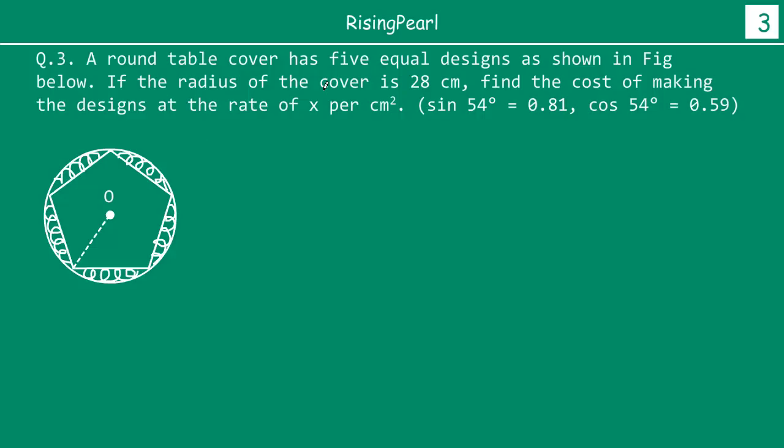Now if the radius of the cover is 28 centimeters, so from the center, if we randomly pick any point on the circle and simply join the center with it, that will be the R, and the radius is given to be 28 centimeter. Find the cost of making the designs at X per centimeter square. And some values are given. So how do we approach a question like this?